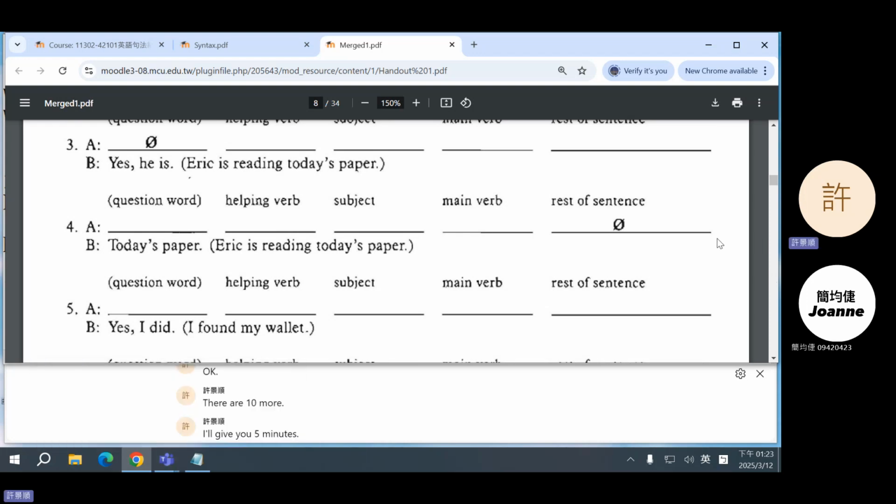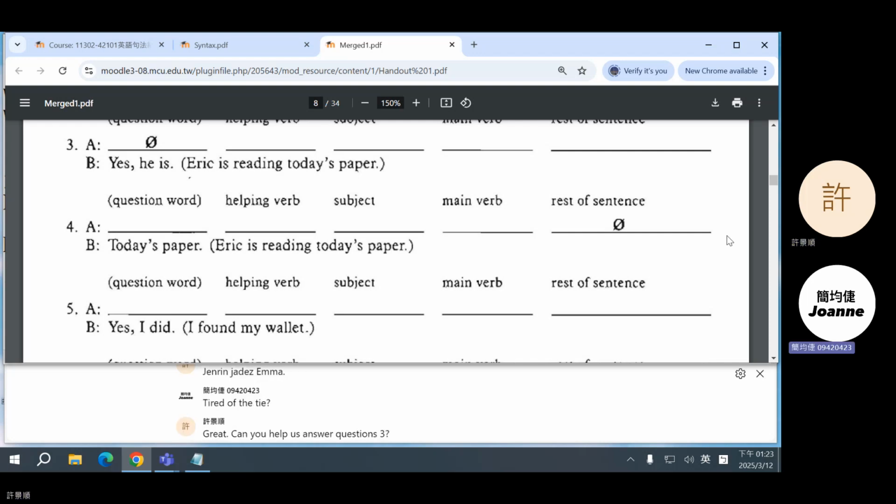简俊杰在线上吗？简俊杰在吗？在，老师在。 Great. Can you help us answer question 3?